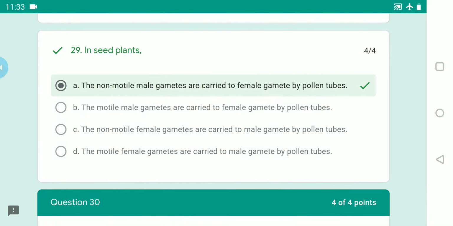Yes, in seed plants, the non-motile male gametes are carried to the female gametes by pollen tubes. About this fertilization, in the next chapter we will discuss in detail. Then you will come to know. The seed plants are nothing but angiosperms.